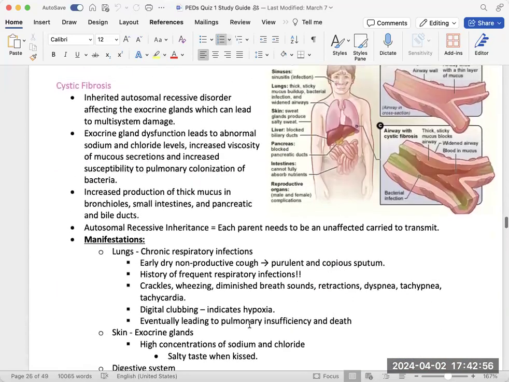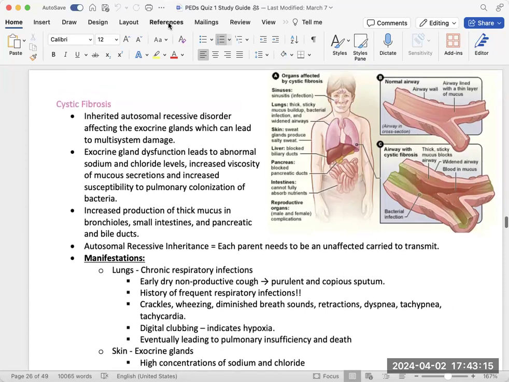Okay. Another really common respiratory disorder is cystic fibrosis. Now, this is an inherited disorder, and it's usually autosomal recessive, and it affects a lot of the exocrine glands. So basically, this includes your sinuses, your lungs, your skin, your liver, your pancreas, your intestines, and even your reproductive organs. So a lot of organs are affected, okay?